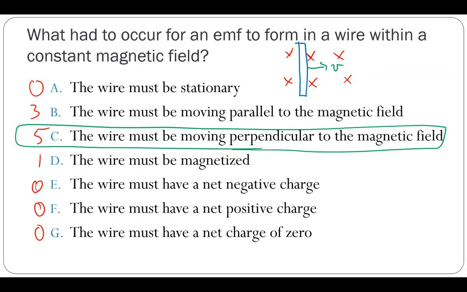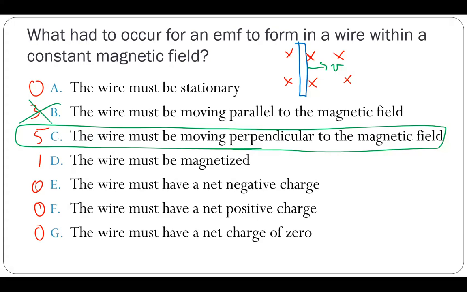So, of course, parallel would be wrong. If the wire was stationary, no go, because you don't have the magnetic force on the charges. Moving parallel to it, no go. You don't have the force on the charges. Magnetized wasn't an issue for the wire. Net negative, positive, or zero charge, nope, those were unrelated. So that's what we needed with what we studied in class on Friday up until the last 5 minutes.